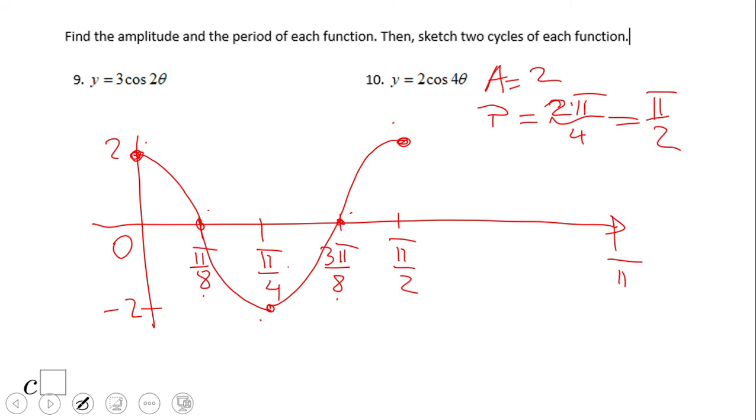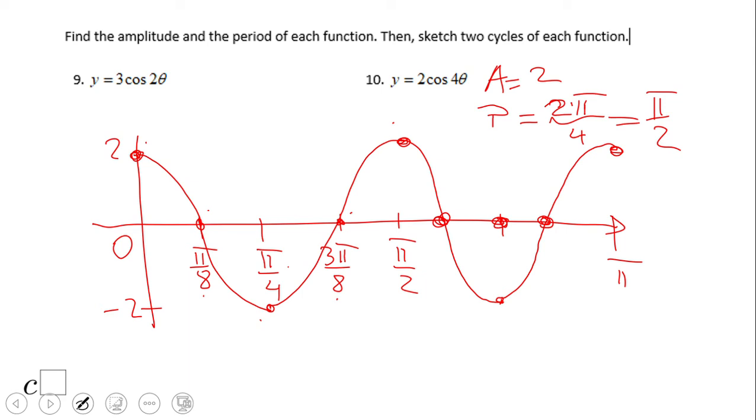We can do the pattern one more time if you need 2 cycles. So there will be pi, and then we have something like this. You can think about what goes here in the middle between pi over 2 and pi, and right here in the middle between the other 2 points.